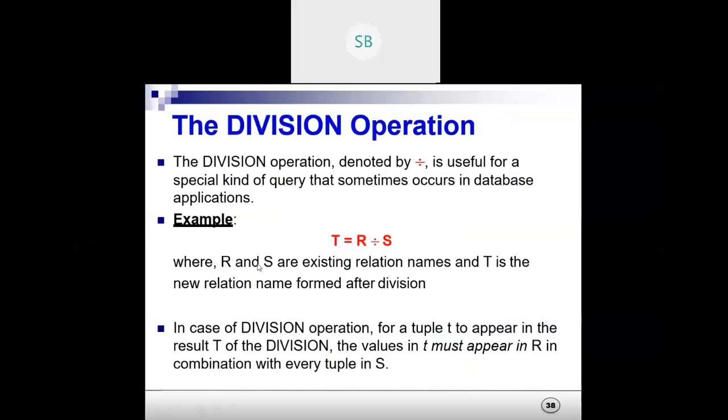So the last one here in the binary operations is the division operator. In division, we use the same symbol as in mathematics. It's useful for a special kind of query that sometimes occurs in databases. So we generally don't go for this division, but sometimes it is required. In case of a division operation, for a tuple T to appear in the result T of the division, the values in T must appear in R and S in combination. That means both the values should be common to both the tables. Then only we can find it.